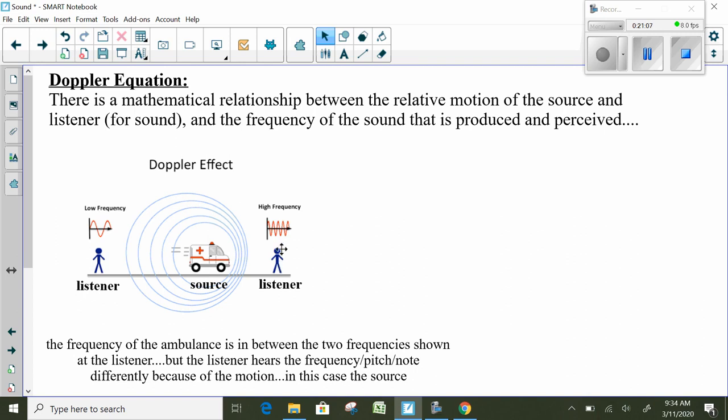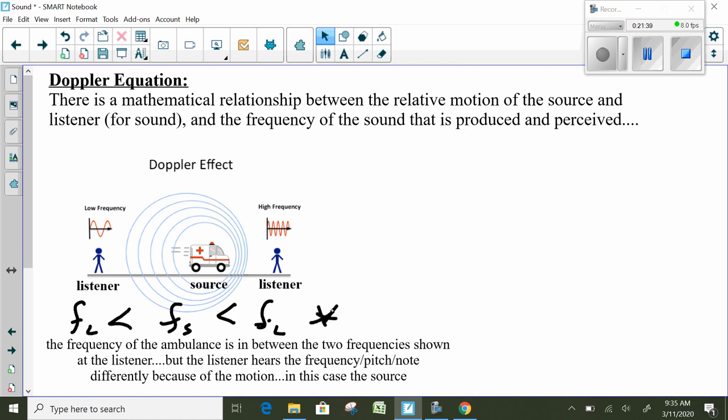Now, a listener standing on this side, because the ambulance is coming towards him, will hear it at a higher frequency. And a person over here listening, because they're moving away from that person, would hear it at a lower frequency. So it's really crucial that you understand the relationship between the frequency of the source and the frequency of the listener. Because this listener is on this side, this person will hear a higher frequency, so the listener's frequency will be higher, but this listener over here will be lower than the source.